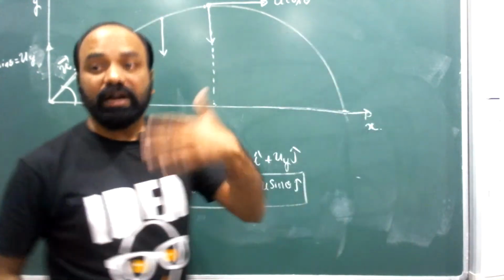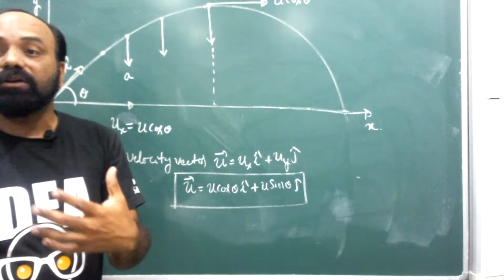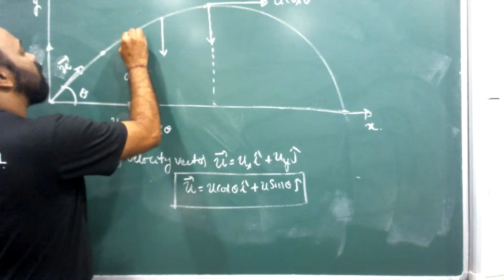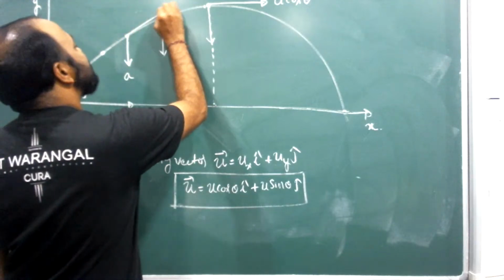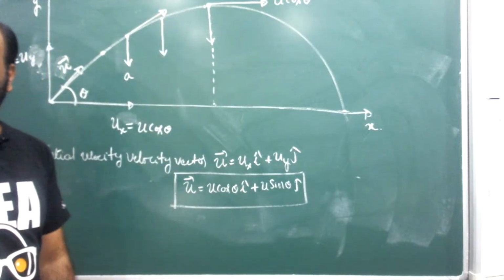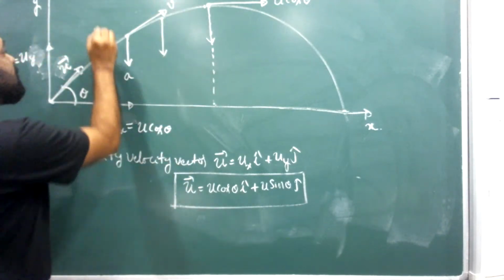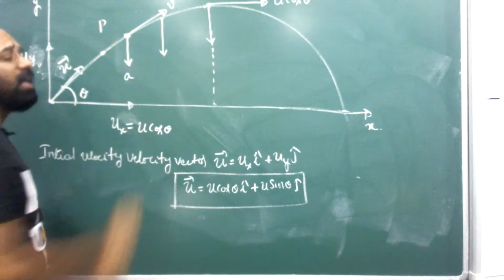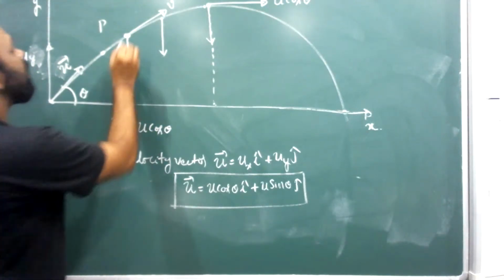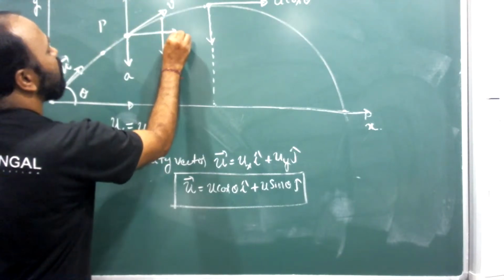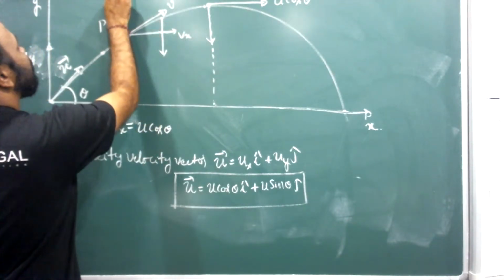Now if they ask what is the direction of the velocity, how do we find the velocity direction at any point? Just draw the tangential line. This is the direction of velocity. So this will give the velocity direction. Suppose at this particular point P, if they ask what is the velocity, again we should draw two components. This is Vx, this is Vy.